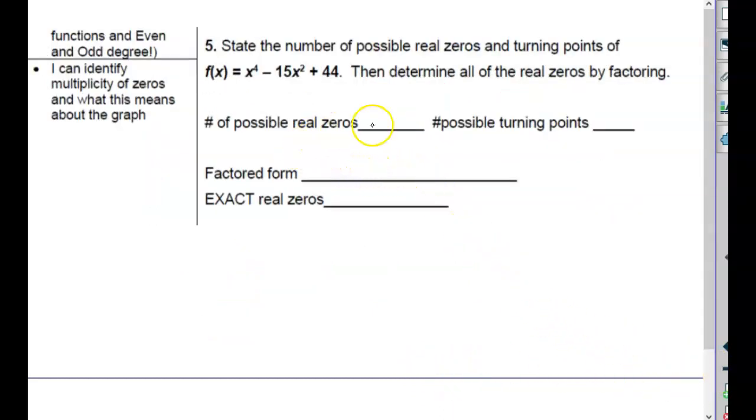All right. Number of possible real zeros and number of possible turning points. This is degree. And this is degree minus 1. So what is the degree of this? 4, and degree minus 1 would be 3. Can anybody tell me how this would factor?